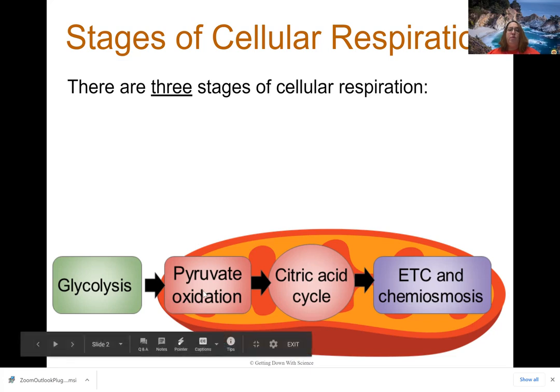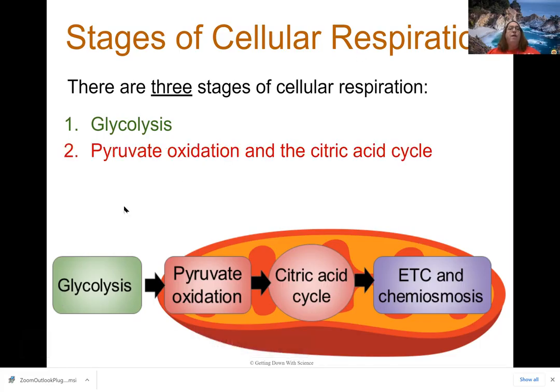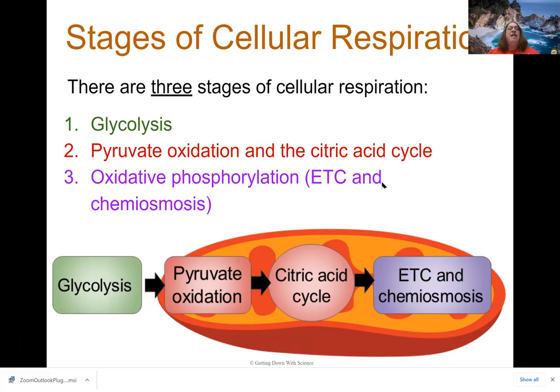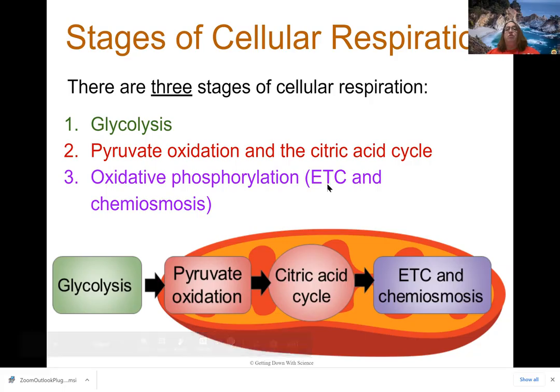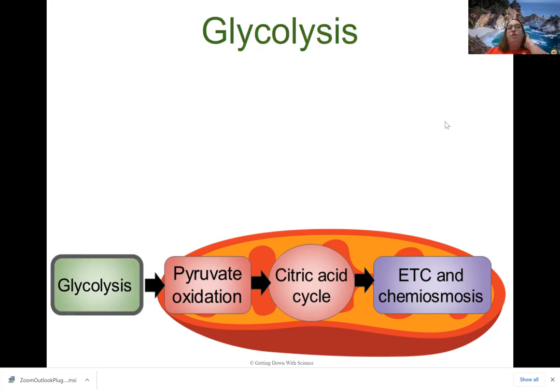Sometimes pyruvate oxidation is separated out, but in reality, it's still part of that stage most of the time. So we have glycolysis, pyruvate oxidation, and the citric acid cycle. Sometimes that's just in general referred to as Krebs cycle. And oxidative phosphorylation, which is the electron transport chain and chemiosmosis. So we're going to start with glycolysis.